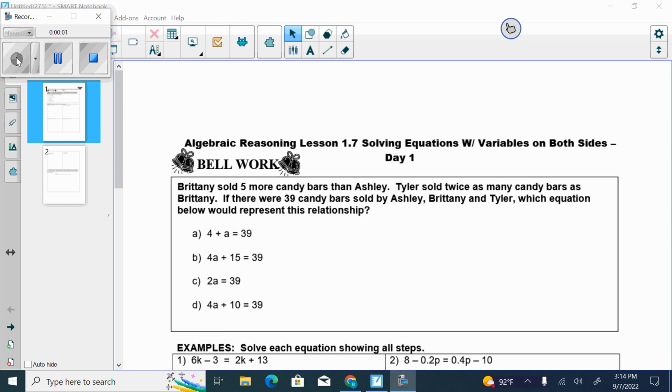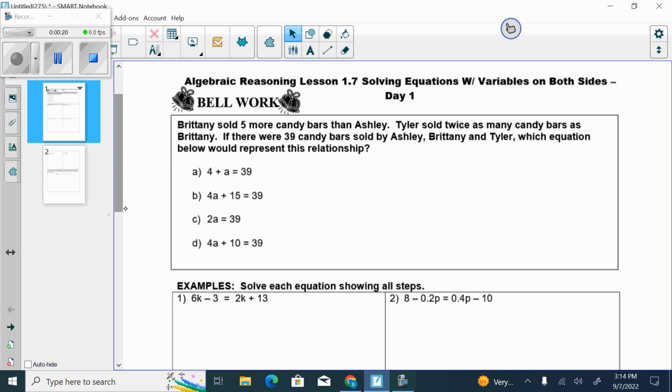It says Brittany sold 5 more candy bars than Ashley. Tyler sold twice as many candy bars as Brittany. If there were 39 candy bars total sold by Ashley, Brittany, and Tyler, which equation below would represent this relationship?